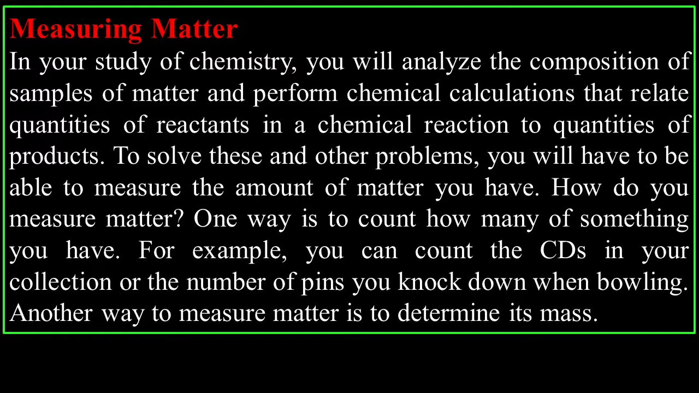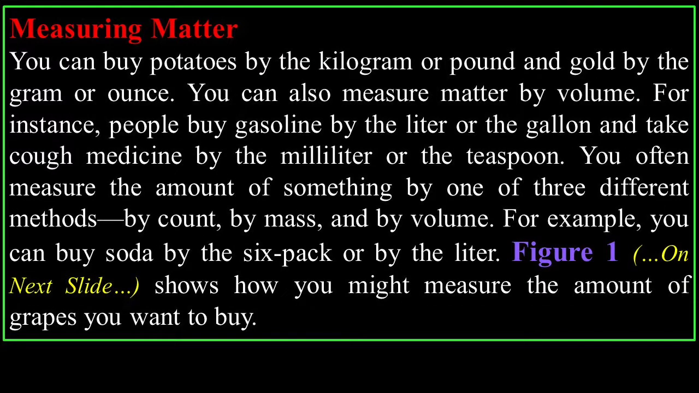We will understand the mole. A mole is simply a count. It's a number, like a dozen eggs is 12. You can buy potatoes by the kilogram or pound, and gold by the gram or the ounce. You can also measure matter by volume. For instance, people buy gasoline by the liter or the gallon, and take cough medicine by the milliliter or the teaspoon. You often measure the amount of something by one of 3 different methods: by count, by mass, or by volume. For example, you can buy soda by a 6-pack or by the liter.